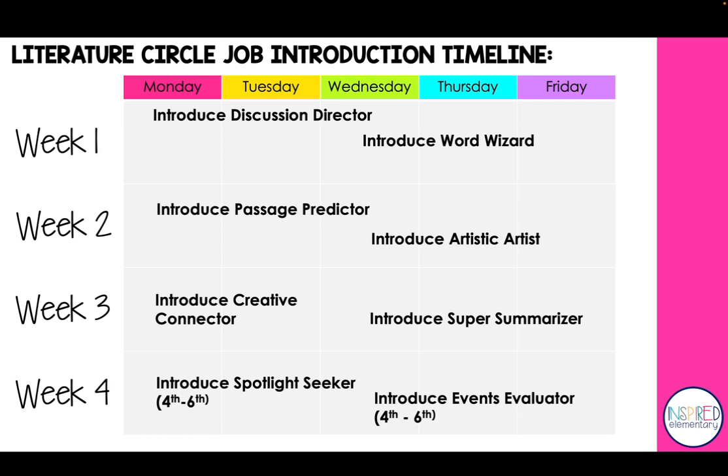Here's my job introduction timeline. If you are only using 6 of the jobs, it will take you 3 weeks to teach them all. If you're using all 8 jobs, plan to have 4 weeks. Each week, you're going to teach students how to complete 2 of the literature circle jobs. This process is pretty simple, but it's such a huge, important step to launching literature circles smoothly.